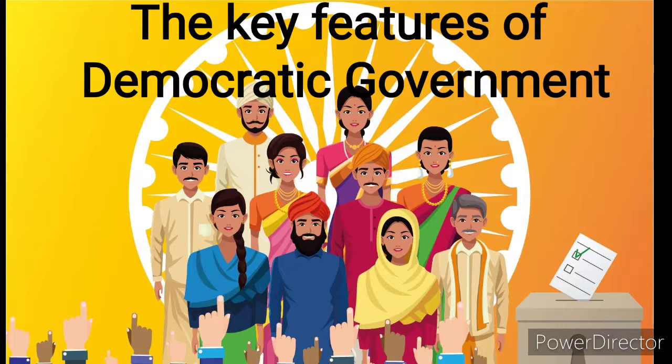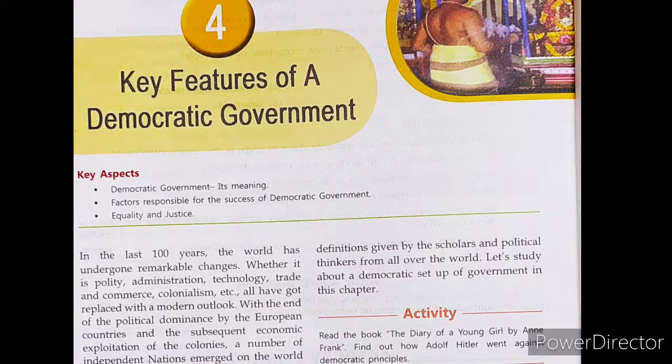Today we will continue with Chapter 4 Civics, and that is key features of a democratic government. In the previous class we discussed the democratic government definition and its meaning. Today in this class we will discuss the factors responsible for the success of democratic government.